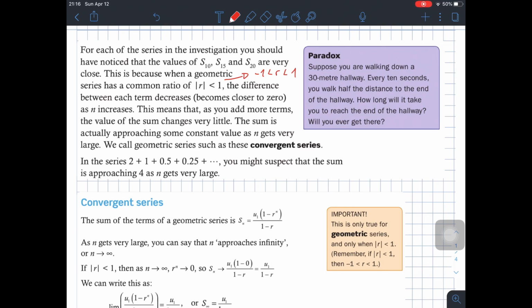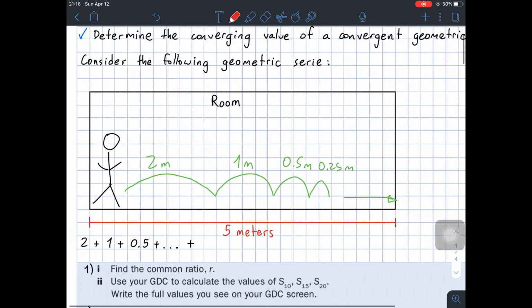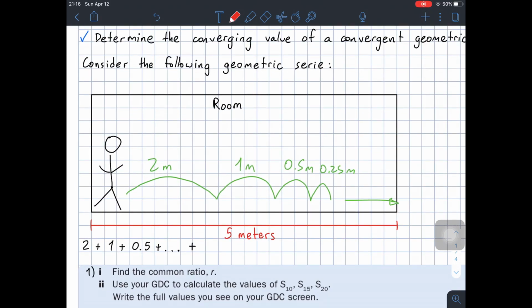In the series 2, 1, 0.5 plus 0.25 and so on, you might suspect that the sum is approaching 4 as n gets very large. Okay, so now that you understand this, let's go back to this problem. Do you think this person would reach the other wall of the room if the room is 5 meters?